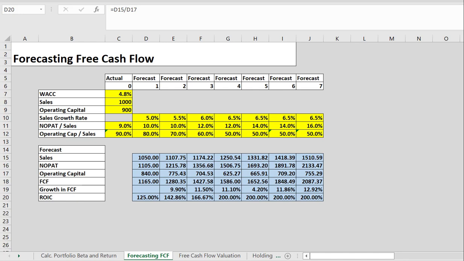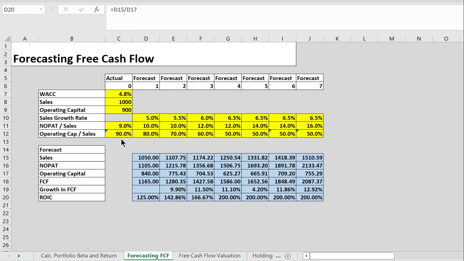We need to have some idea about what our current sales are, what our operating capital is, right? How much assets do we have that actually support the operations of the company? It's nice to know where our current profit margin is. So we have net operating profit after taxes divided by sales. And of course, then we can calculate the relationship between operating capital and sales.